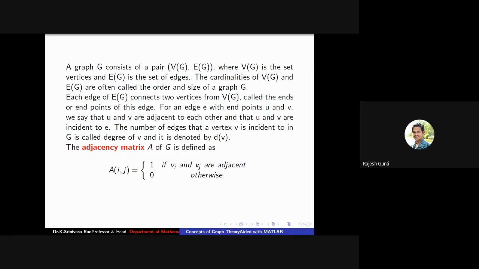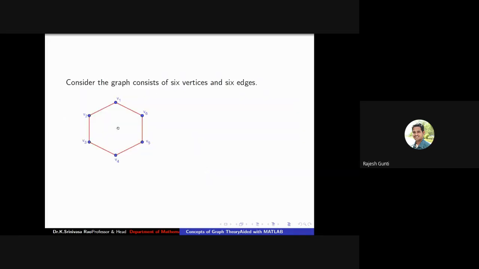And each edge of E(G) connects two vertices from V(G), called the endpoints or ends of the edge. The number of edges that a vertex V is incident to in G is called the degree of a vertex. For example, in this graph there are 6 vertices: 1, 2, 3, 4, 5, 6. These are called vertices. These are edges.